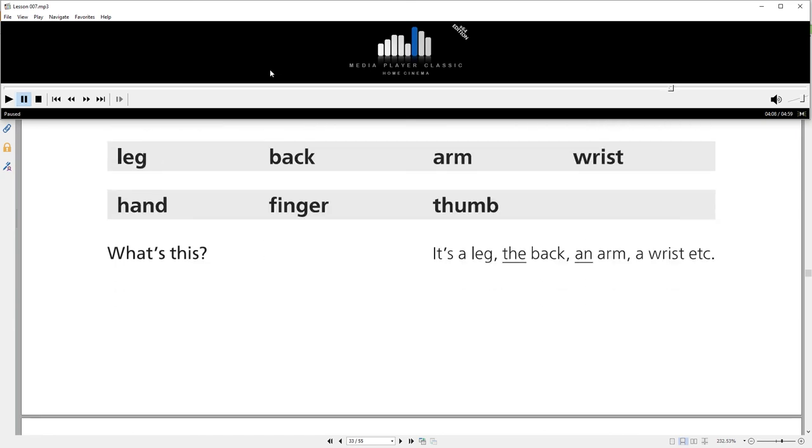Leg. Back. Arm. Wrist. Hand. Finger. Thumb. What's this? It's a leg. The back. An arm. A wrist. Etc.